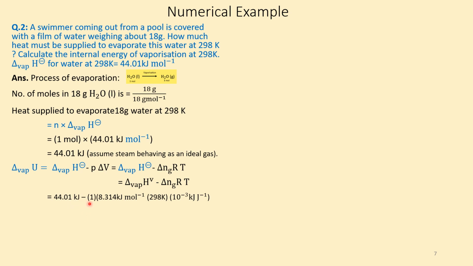That is 44.01 kilojoules minus, we have substituted the value of delta n g RT, that is 1 mole, since here it is liquid and the value is 1 into 8.31 joules per mole per Kelvin into 298 Kelvin into 10 to the power of minus 3 kilojoules per joule. So delta vap U equals 44.01 kilojoules minus 2.48, and simplifying, its value is 41.53 kilojoules.